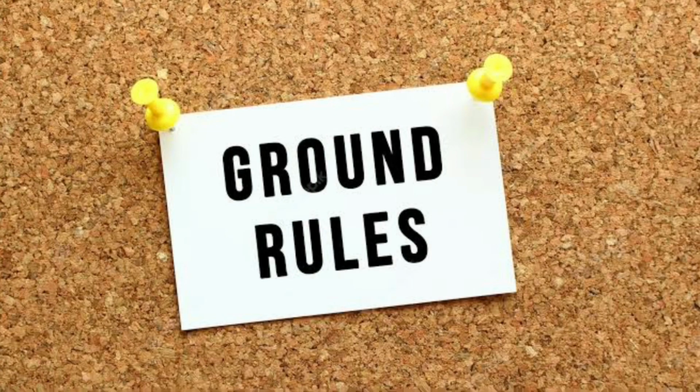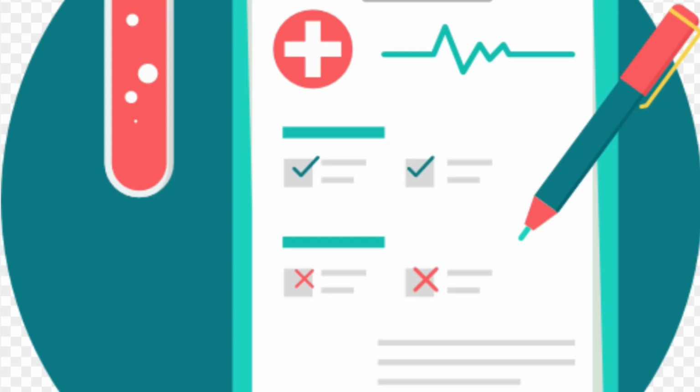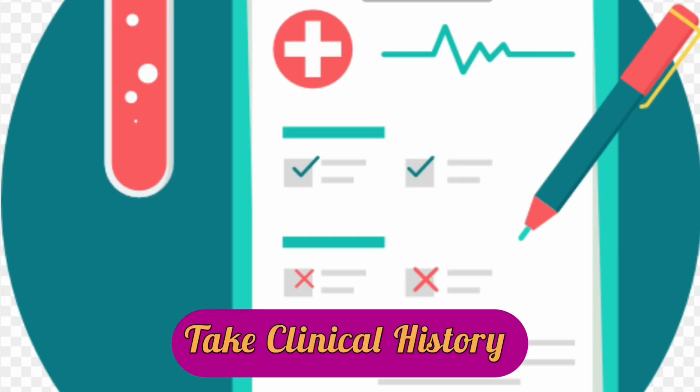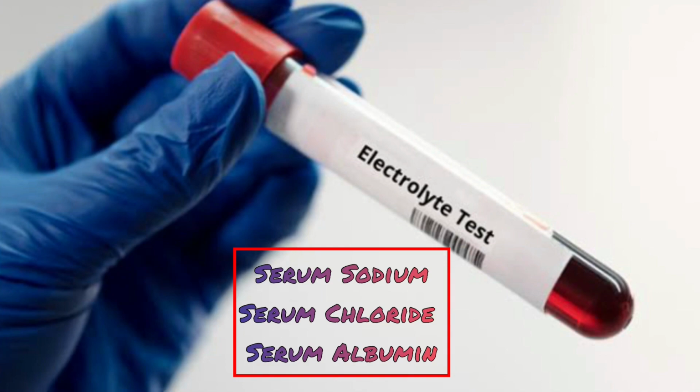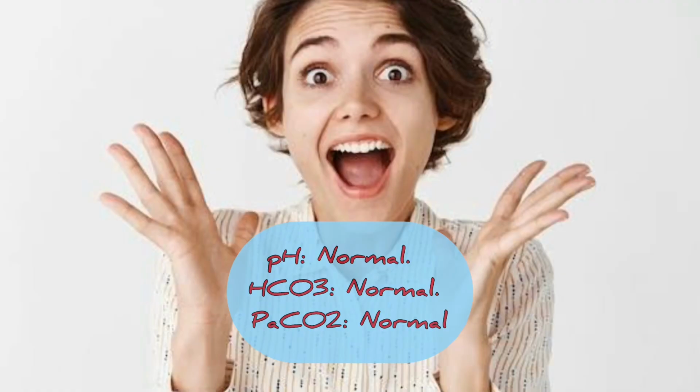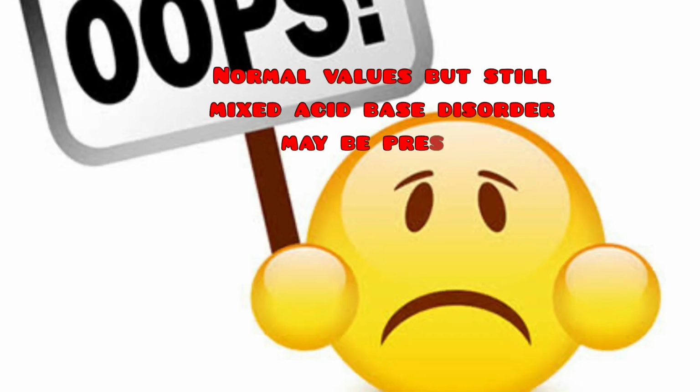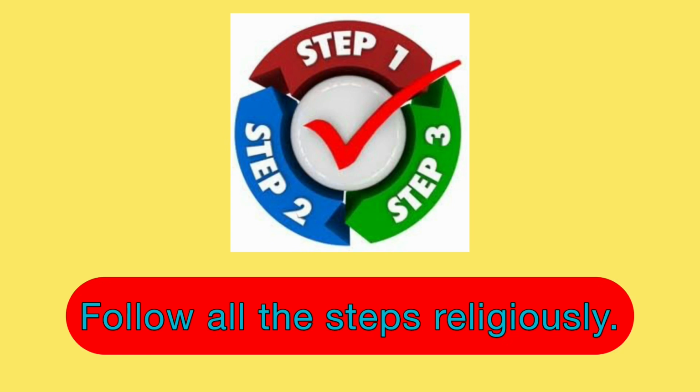Next, it is very important to know some ground rules. Remember, never comment on an ABGA without knowing the relevant clinical history. So always take the history first. Secondly, never interpret an ABGA without knowing a simultaneous electrolyte and serum albumin level. Normal value of pH, PaCO2, bicarbonate do not necessarily mean absence of acid-base disorder. Always complete all the steps that I am going to tell you subsequently.